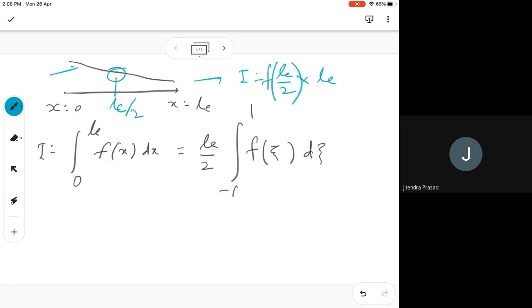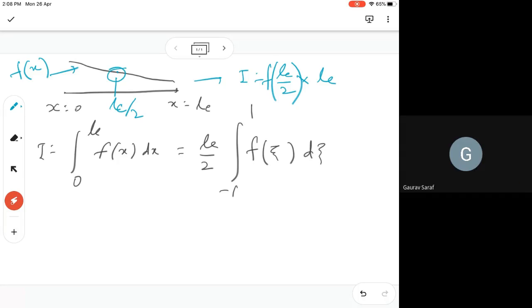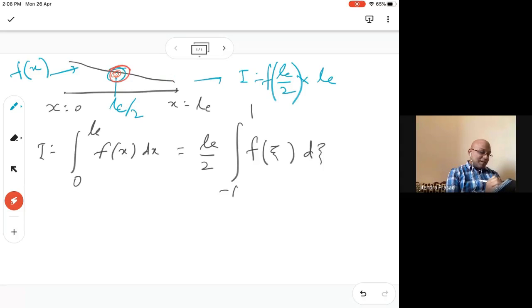So this is a function, fx. Whatever the value is at the middle point, I'm taking that and assuming the same value from here to here, and multiplied by LE, this will give me the area. So the average of this point, which will be here, multiplied by this length gives this area. This area will be the same as this area, right? So this is how we do it.